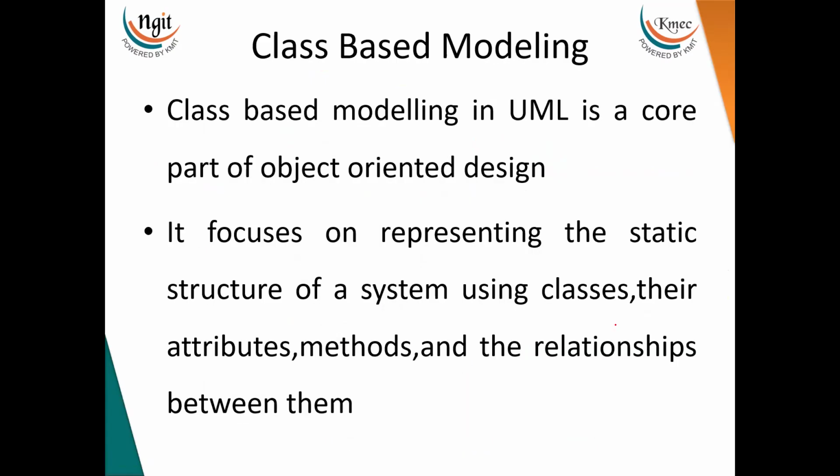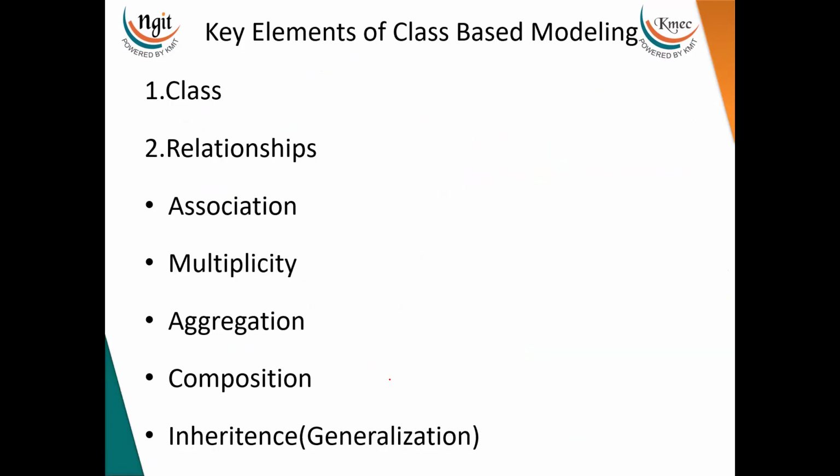So class-based modeling in UML is a core part of object-oriented design. Here we try to focus on representing the static structure of a system using classes, their attributes, methods, and relationships between them. So the key elements are class, relationships, association, multiplicity, aggregation, composition, and inheritance, or we say generalization also. These are the key elements of class-based modeling.